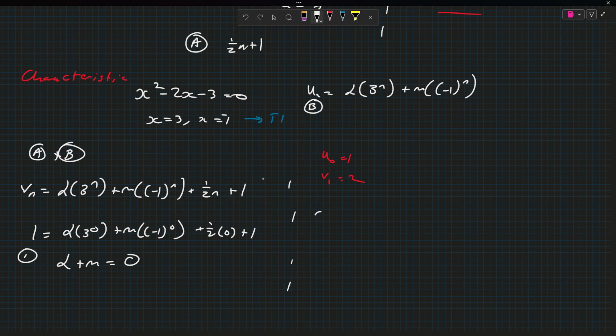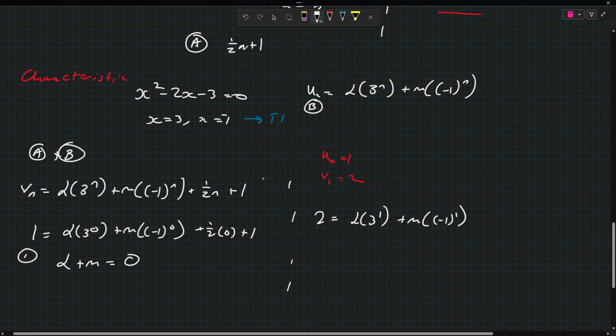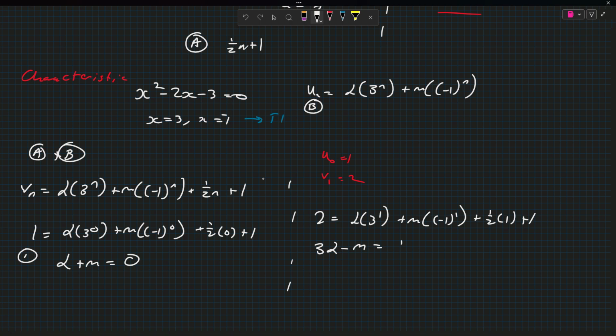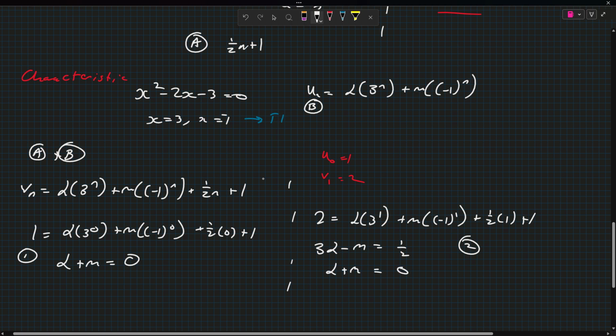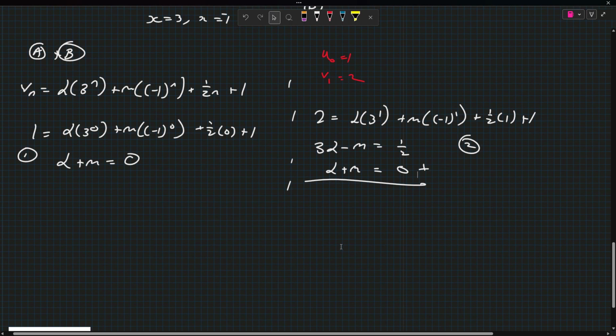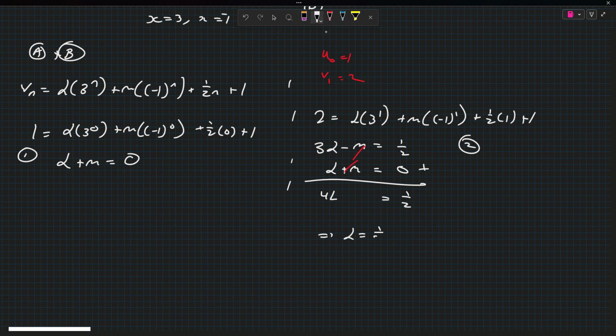Next one we have is 2 is L times 3 to the 1 plus m times minus 1 to the 1 plus 1/2 of 1 plus 1. So it'd be 3L minus m is 3 halves take away, so that's 1/2, and that's equation 2. We have L plus m is 0. Add them, we get 4L is 1/2. So these obviously cancel. So that means that L is 1/8, which means that m is minus 1/8.